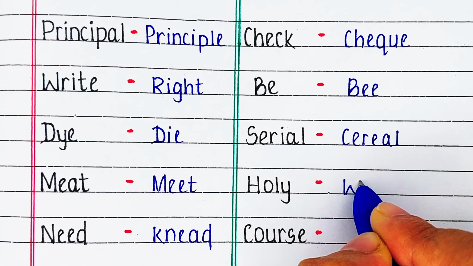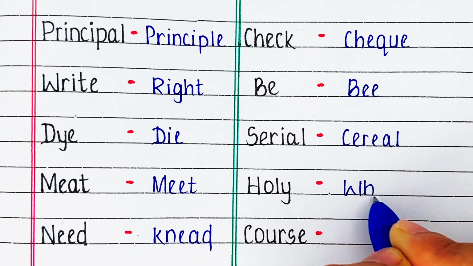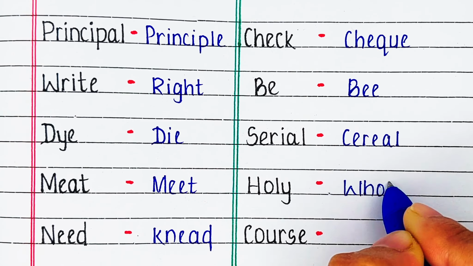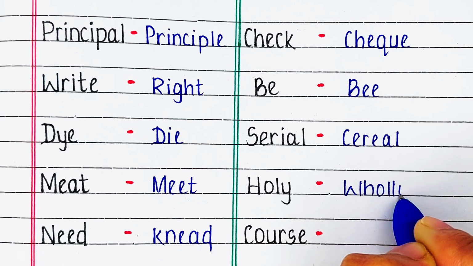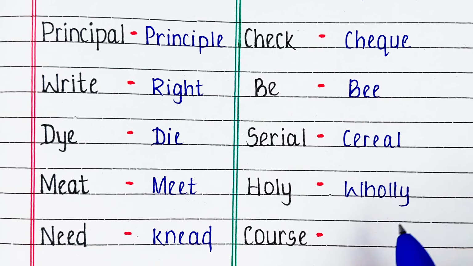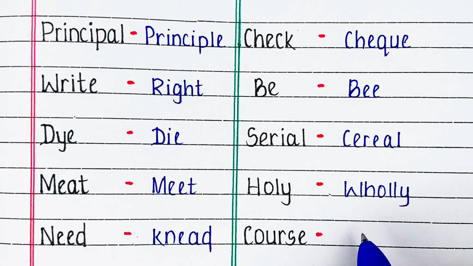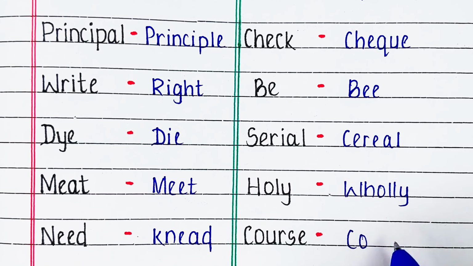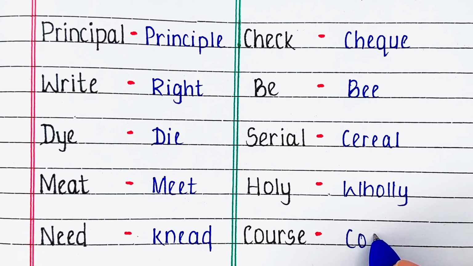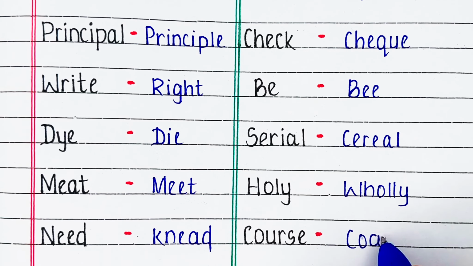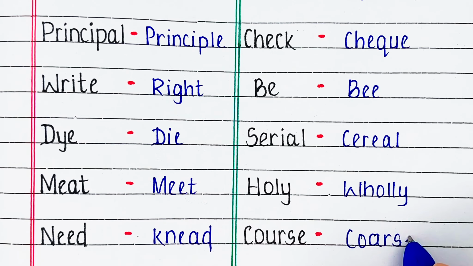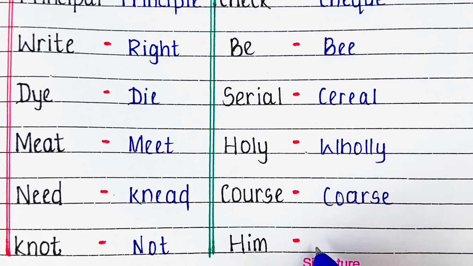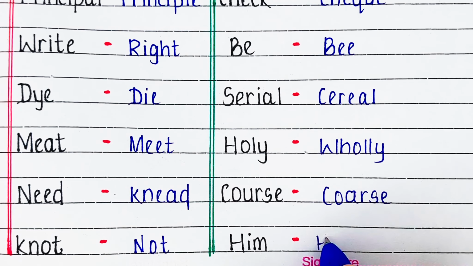Next pair of confusing words is holy. HOLY means something associated with the divine power, whereas WHOLLY means entirely. Next pair of confusing words, course. COURSE means a route or path, whereas COARSE means rough.